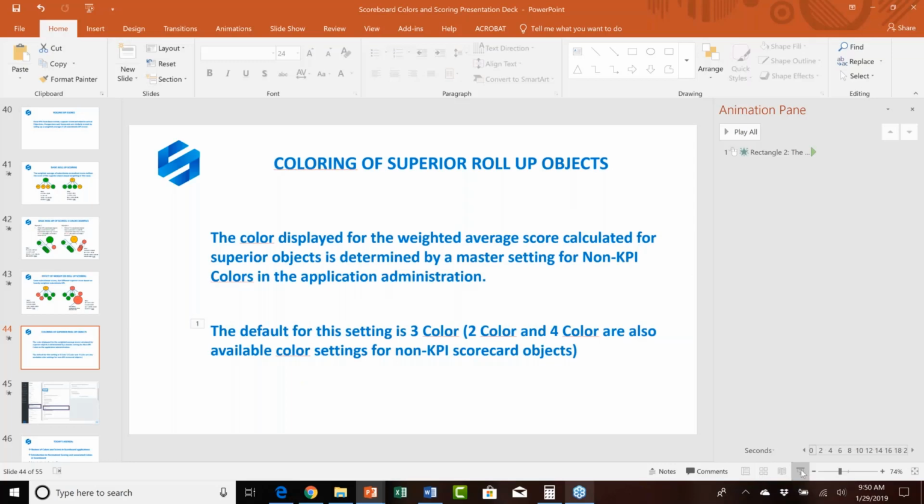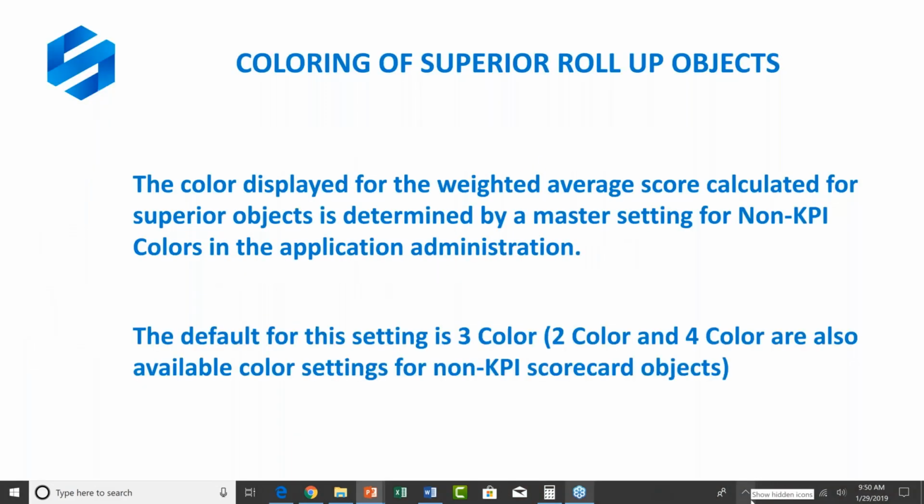Now, to return here one last time to present what we're going to talk about next: the default coloring for things that are not KPIs, those KPI areas or scorecards, the superiors as you roll up the scorecard hierarchy. The colors applied there are going to be either 3-color, 2-color, or 4-color. 3-color is the default, but you can select 2 or 4-color if that's more appropriate or pertinent to your desires.